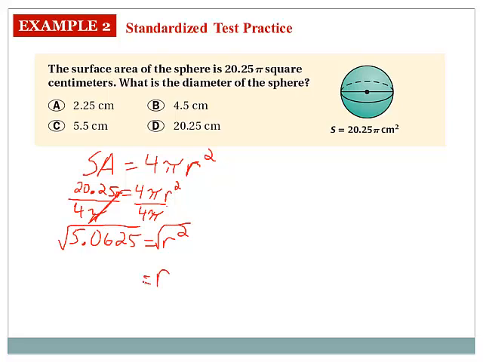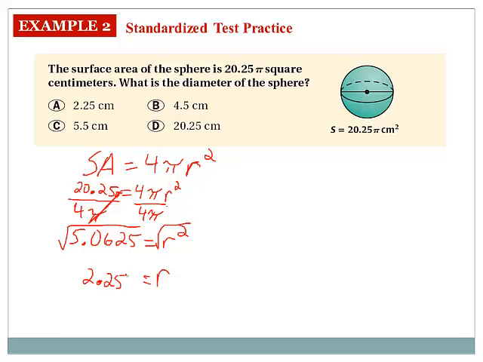We have r is equal to 2.25. Now remember, a lot of you are going to make the mistake of looking up at your answers saying, oh my gosh, there it is, 2.25, that's the answer. But you need to reread the question and find out what it's asking for. Here it's asking for the diameter.